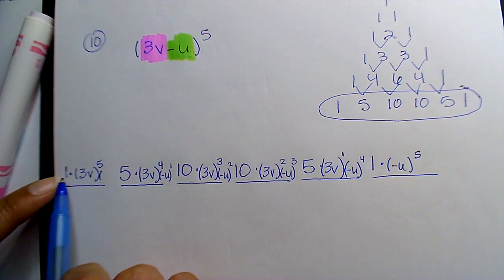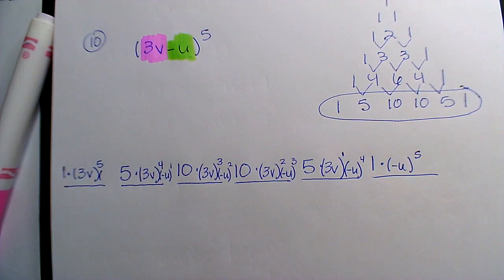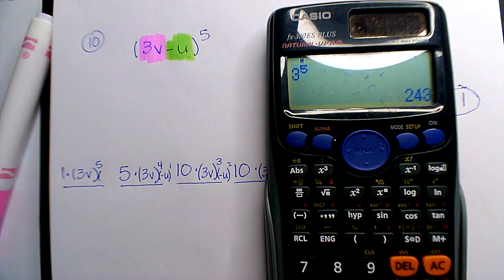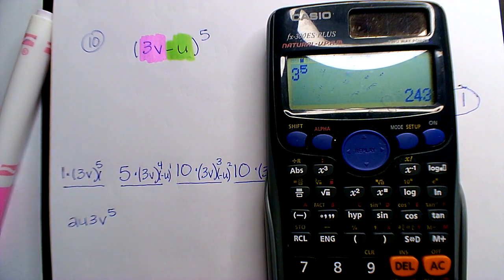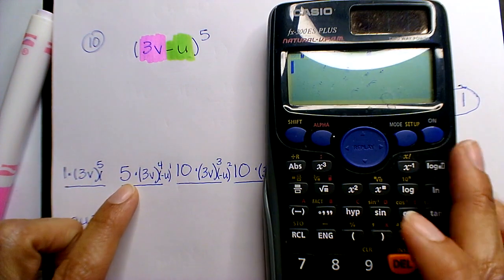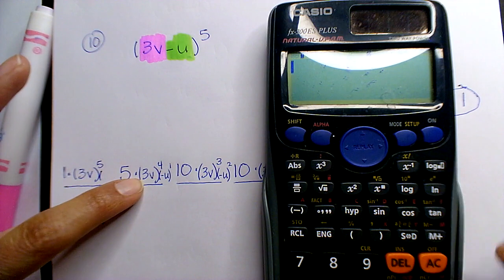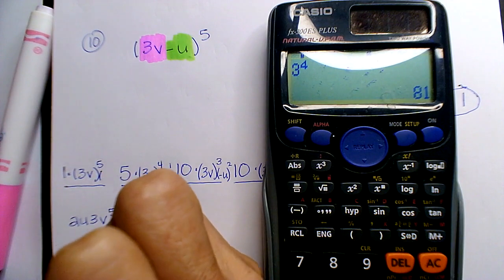Okay, so I have 1, and then 3v to the 5th. You need to know what 3 to the 5th power is. So what's 3 to the 5th? 3 to the 5th power is 243. So 243 v to the 5th. That's my first term. Next, I have a 5. What's 3 to the 4th power? It should be 81. I have an 81.